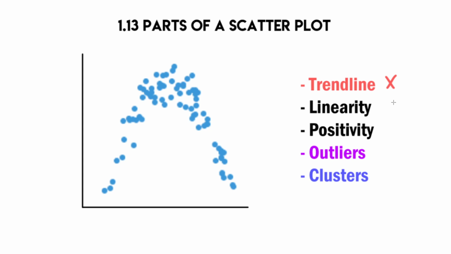Linearity. This is also not a linear graph. This is considered non-linear because it curves. The path of the graph curves, so this would be non-linear. Positivity. We could say that the first part of the graph going upwards is positive, and then it becomes negative. So this one would actually be both positive and negative. It would go up, and then it comes down. Positive and negative for this one.